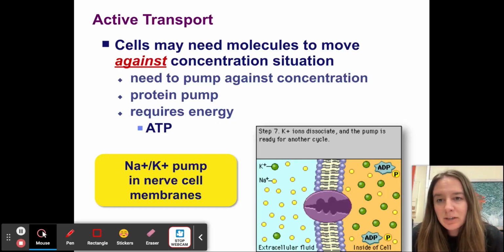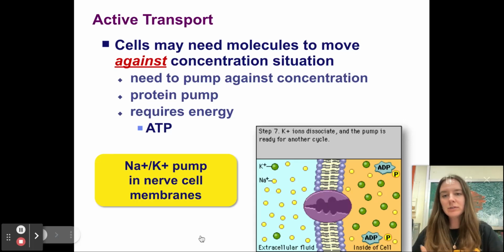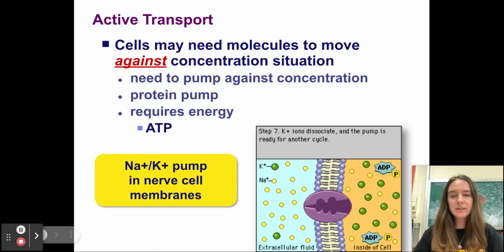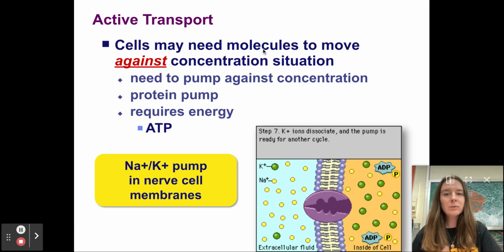All right, so the next major category of transport is called active transport. Now, what's the difference? Remember, active transport uses energy, or requires ATP, in order to move molecules across a membrane. Now, why would we use energy? Why would we waste energy moving molecules across a membrane? What's the purpose? And what kind of molecules move across using active transport? Well, sometimes cells need to move molecules against their concentration gradient.